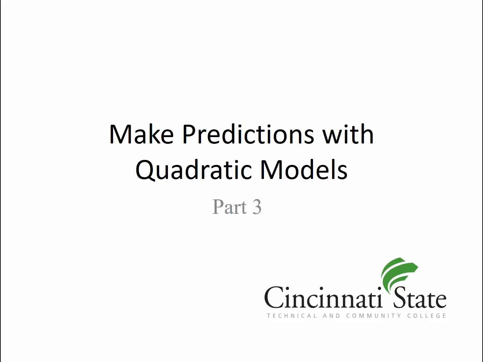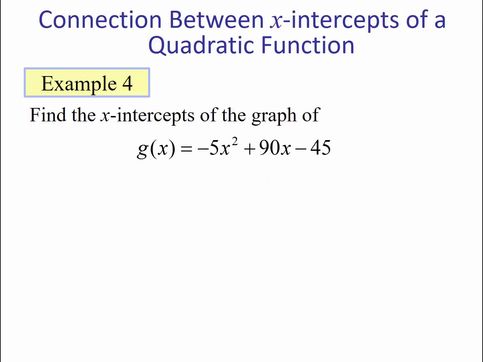Pre-statistics. Make predictions with quadratic models, part 3. In the two previous videos, all the examples had x-intercepts that could easily be identified by simply graphing in the standard window. Let's do an example that involves a little bit more investigative work.